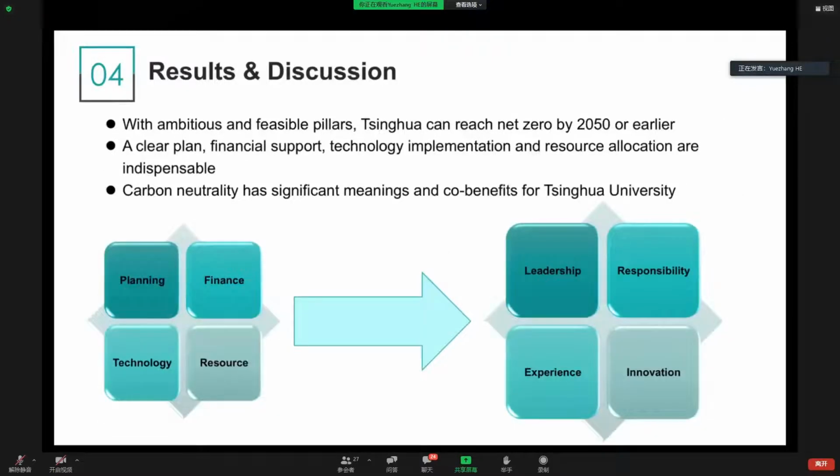Although our results may be positive, we still need enough support to help us realize that goal. And if we make it, it has significant meanings and co-benefits for our university. That's all. Thank you.